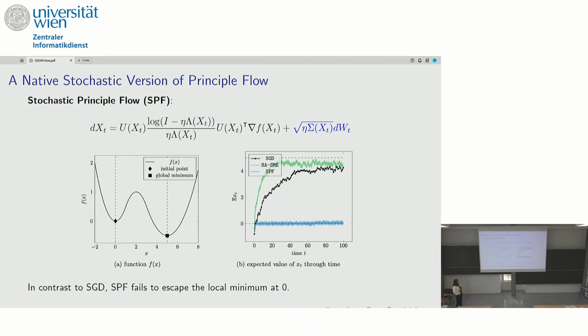But if you look at the stochastic principal flow, it will actually again stabilize around this local minimum here. So it does not really capture this escaping behavior of stochastic gradient descent. So what is missing in the picture, right? What really went wrong with all these existing stochastic differential equations? Any ideas?